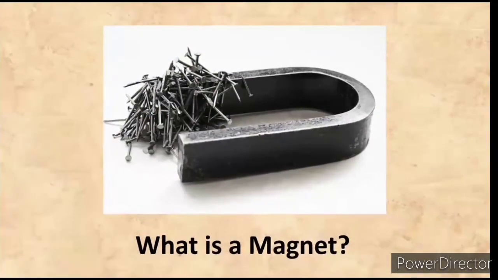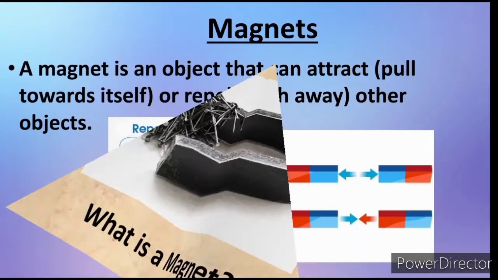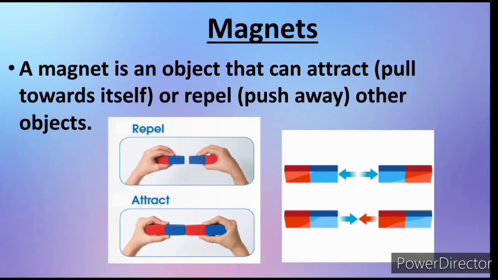Have you ever seen a magnet before? Do you know what a magnet is? A magnet is an object that can attract, that is to pull towards itself, or repel, which is to push away objects. That is, a magnet is an object that can either put other objects towards itself, which means to attract, or push other objects away from itself, which is to repel.